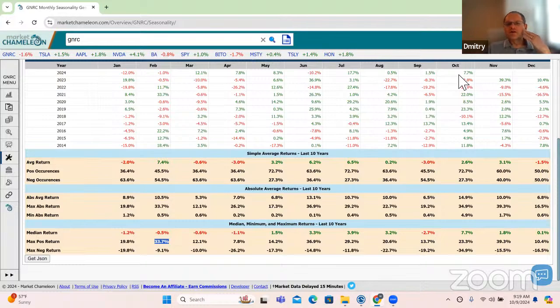With October, going back to 2014, almost 73% of the observations experienced up moves versus 27% down moves, with an average return of 2.6%. And comparing it to the other months, certainly we've seen it here in May, in July. We've also seen those types of numbers and even better average returns.